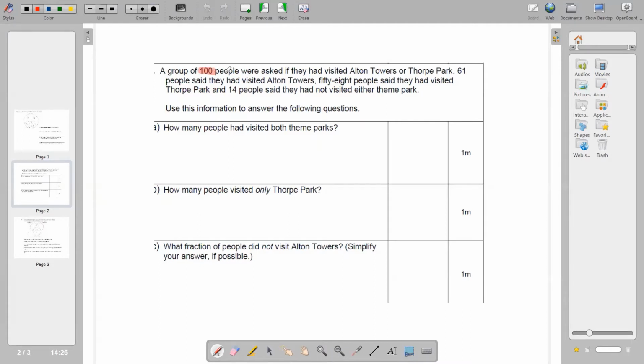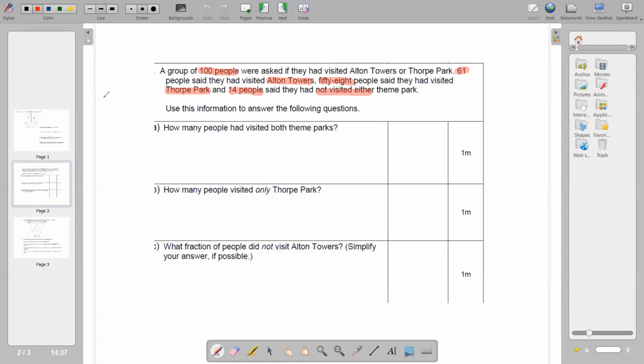we have a group of 100 people, so we're going to highlight the key information first of all. We're asked if they visited Alton Towers or Thorpe Park. 61 people said they visited Alton Towers, and 58 people said they visited Thorpe Park, and 14 people said they had not visited either. Okay, so there's our information from the word problem. Before I even come down to answer questions A, B, and C, I'm going to collate this information. So I recommend you do it this way.